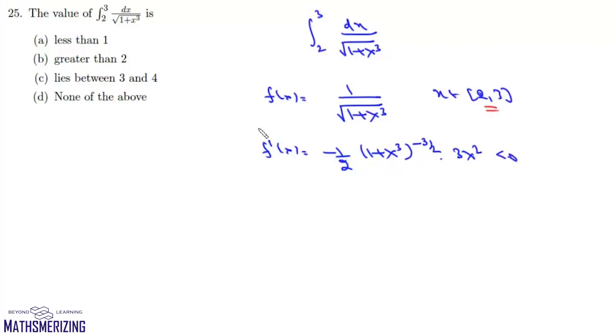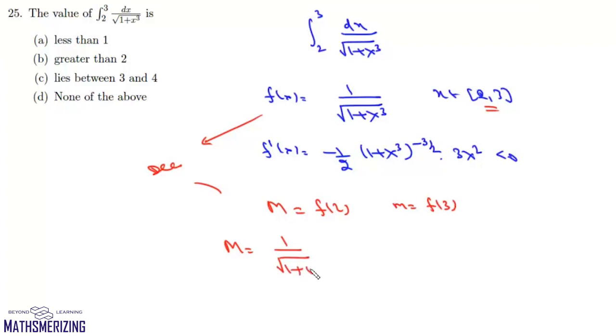That means in this interval, this f(x) is a decreasing function. Now if the function decreases, its maximum value will occur at the start of the interval and its minimum value at the end of the interval. So its maximum value will be f(2), which is 1 upon under root of 1 plus 8, which is 1 by 3, and its minimum value will be 1 upon under root of 1 plus 27.